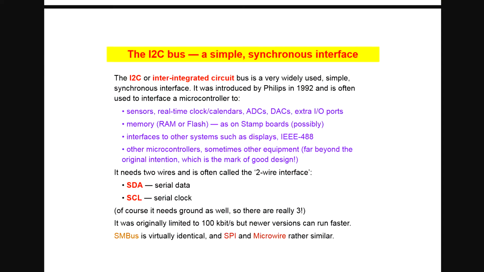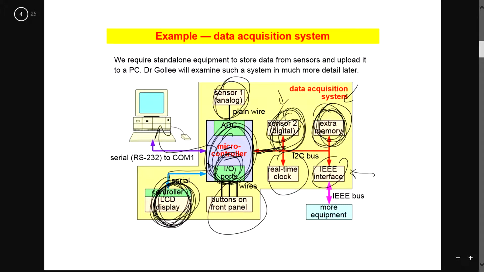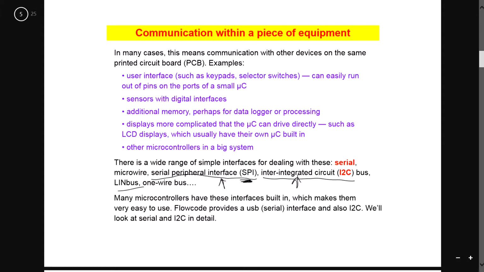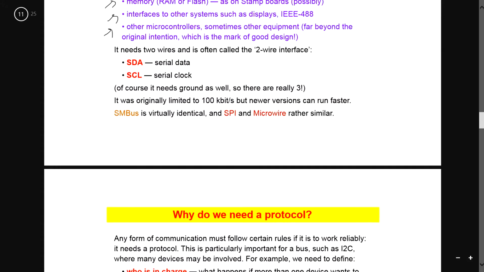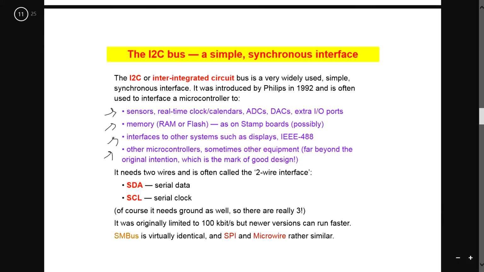Okay, so let us just talk briefly about I2C. I2C by itself allows communication between sensors, memory interfaces, etc. You can easily see that over here, these lines are all I2C bus. So the I2C bus acts as a communication key to allow different devices to communicate with each other.